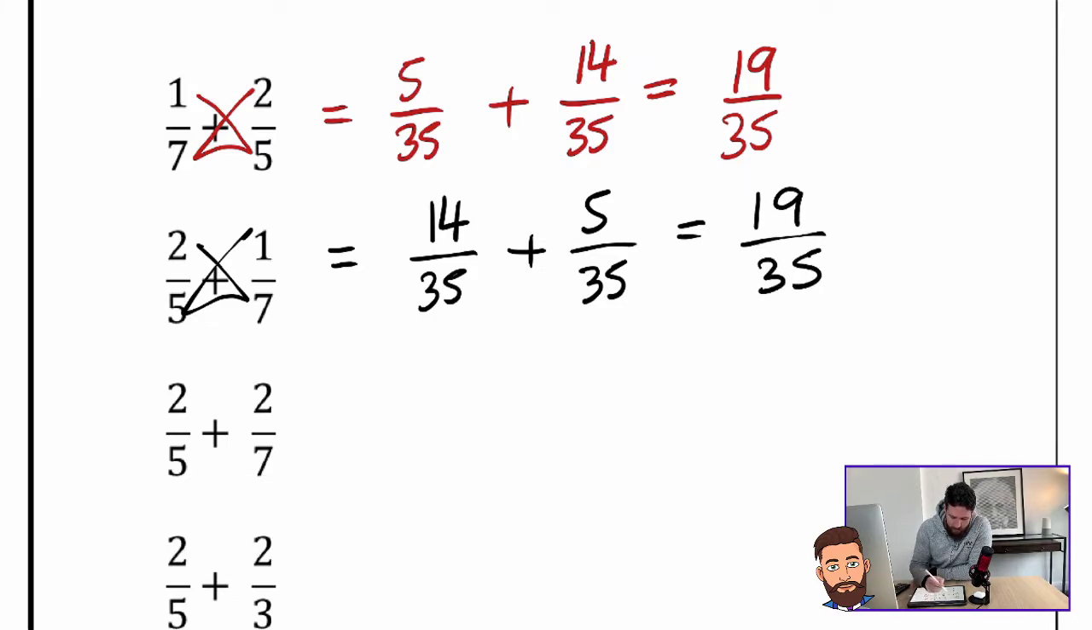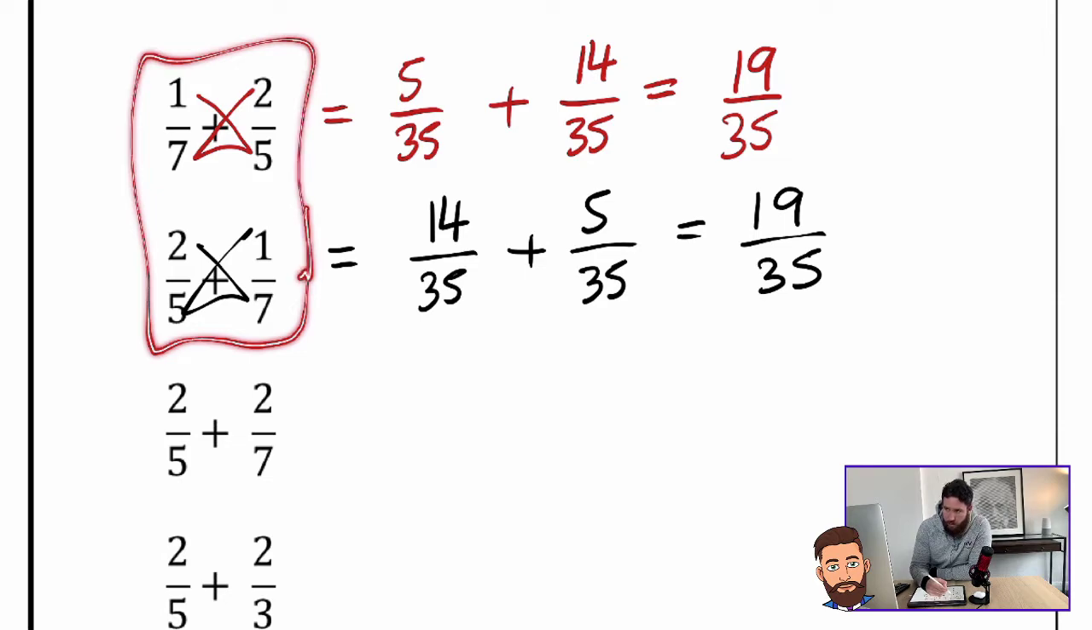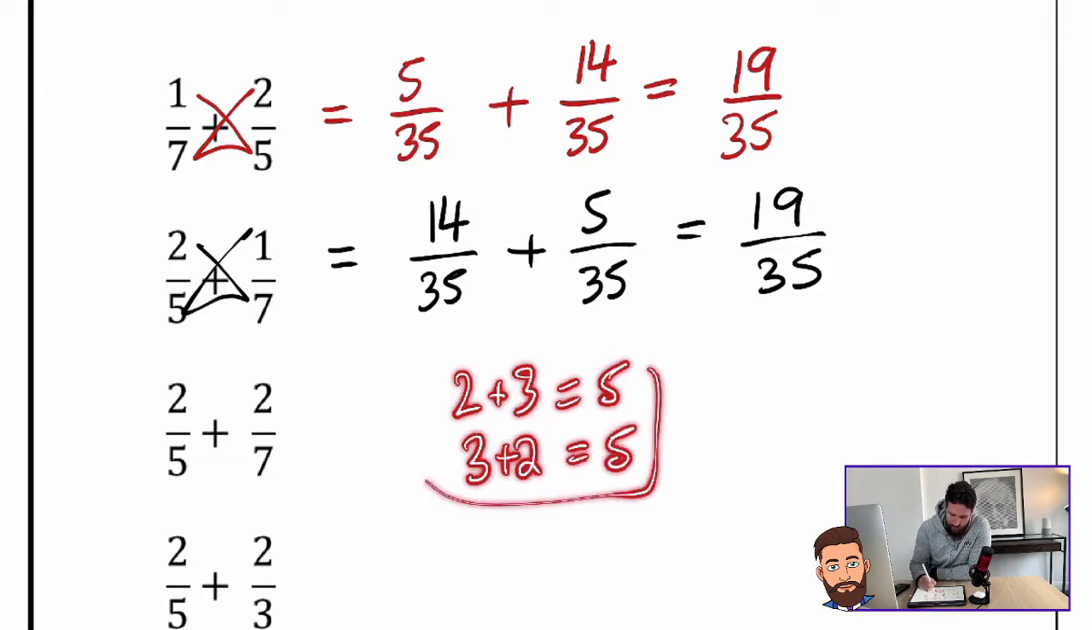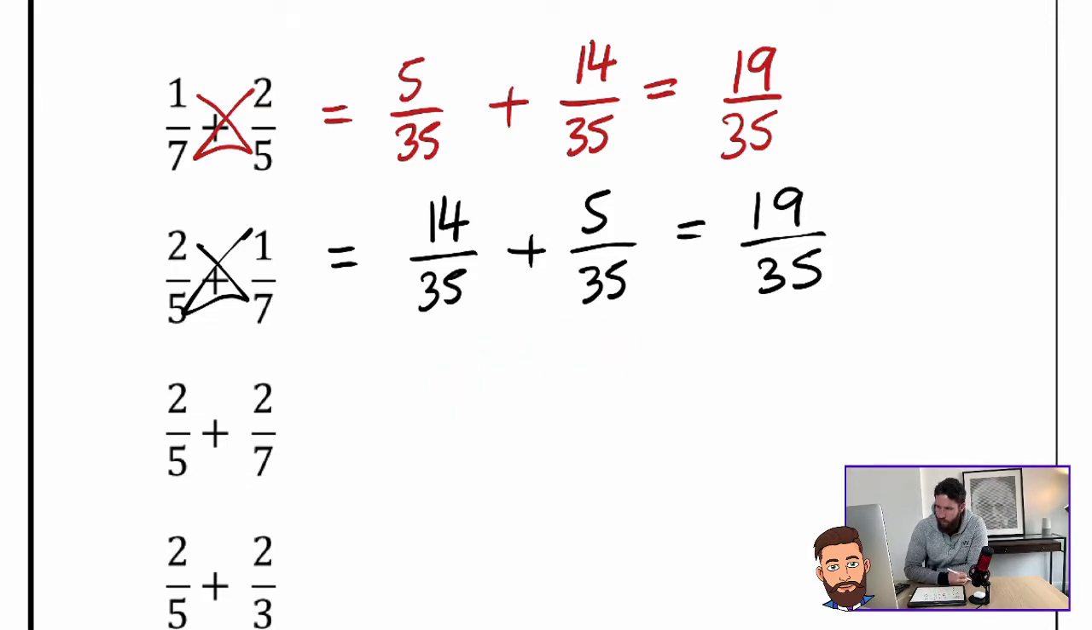And you might have spotted that these two things are the same. They are just the other way around. And when we add stuff, it's commutative. If you add 2, add 3, you get 5. If you do 3 plus 2, you also get 5. So no matter which order you do it in, you will get the same answer.